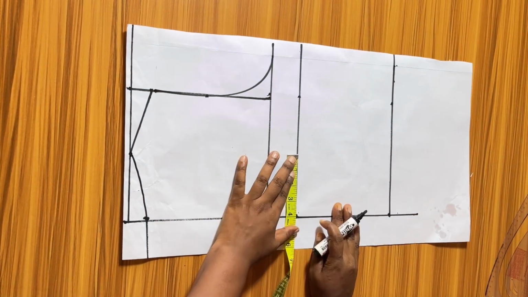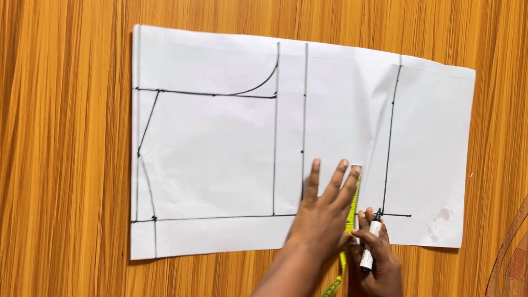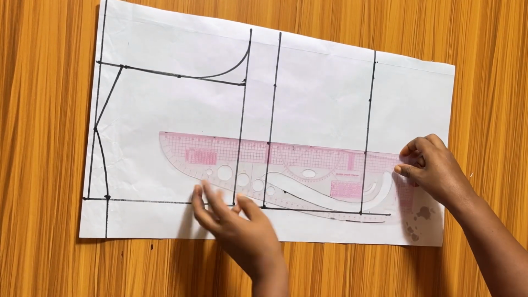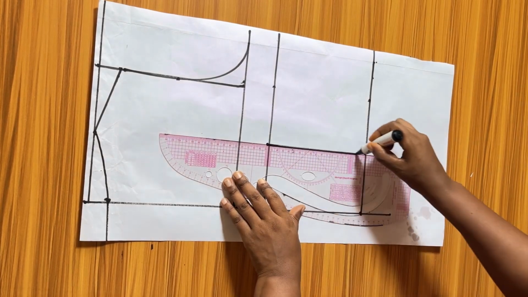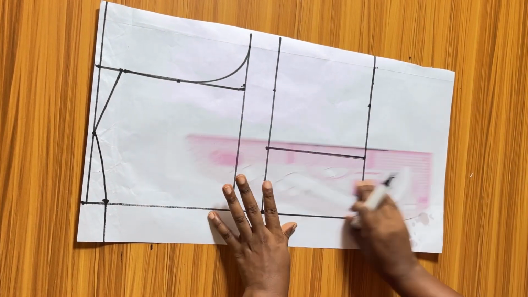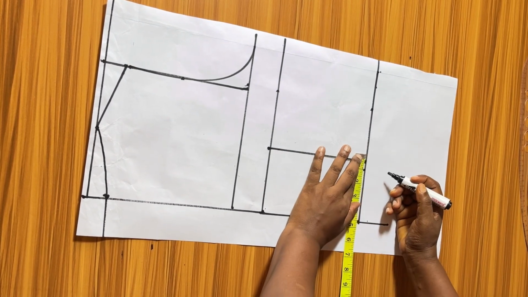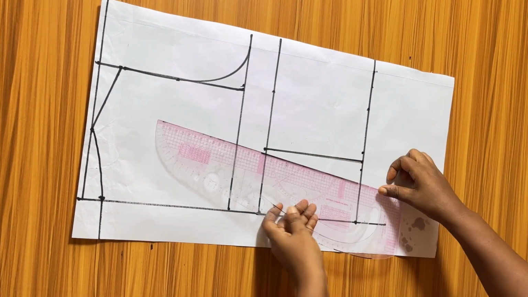So the next thing to do is to mark the nipple to nipple measurement divided by 2. So I'll do that on the bust line and on the waistline, and after that, I'll connect my points. So for my waist dart, I'm going to mark half an inch on both sides. Then I will connect it to the bust line. And that is it for the back darts.